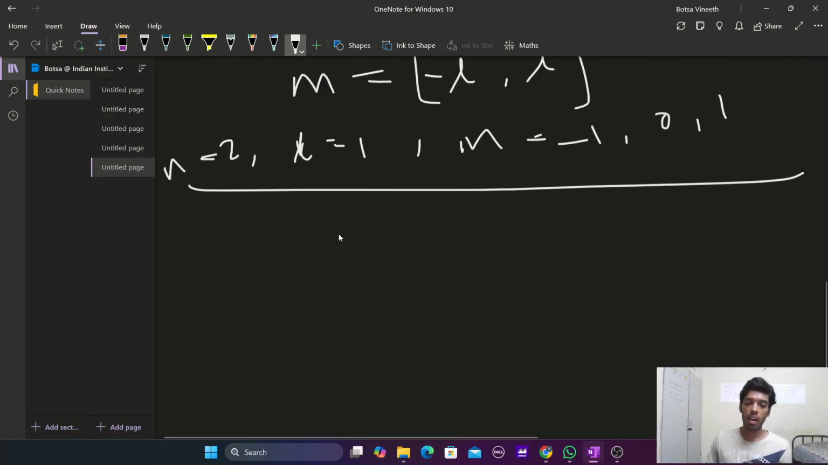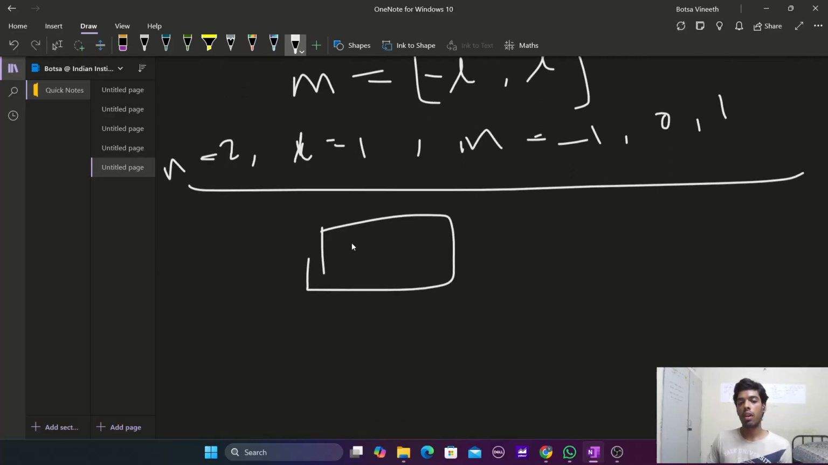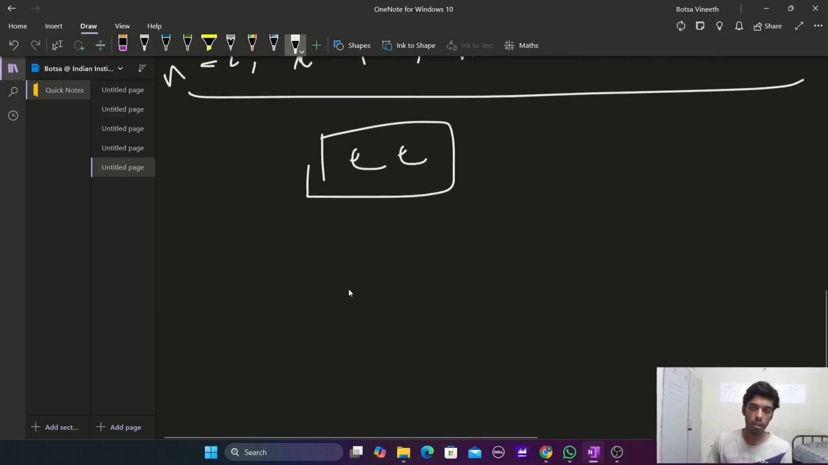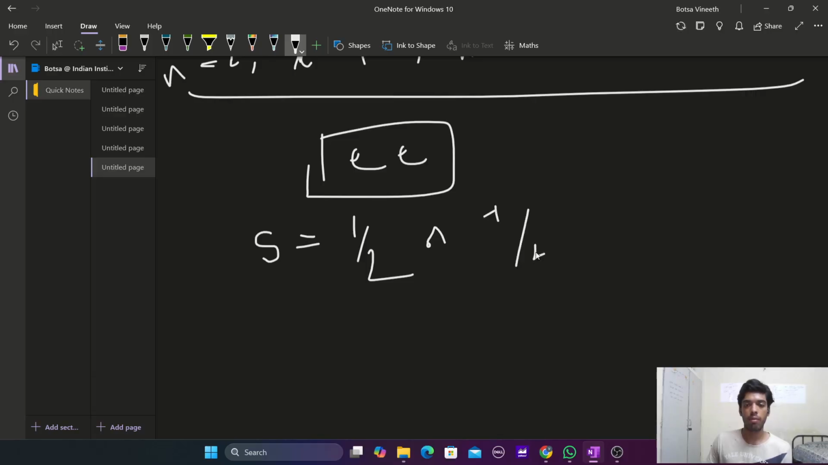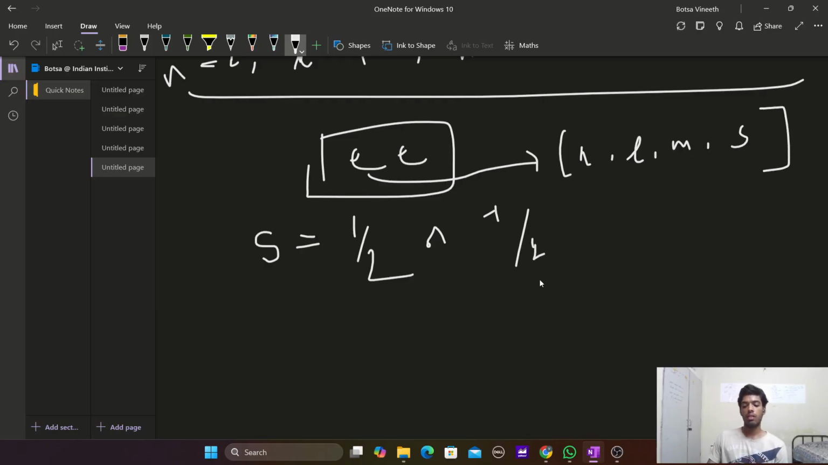Now, to define an electron inside an orbital: an orbital can have two electrons, right? But for symmetry purposes, these two need to be aligned in different directions. So that gave rise to a new quantum number called S. The spin quantum number can be half or minus half. So an electron in an atom will have its own distinct n, l, m, and s quantum numbers, right?